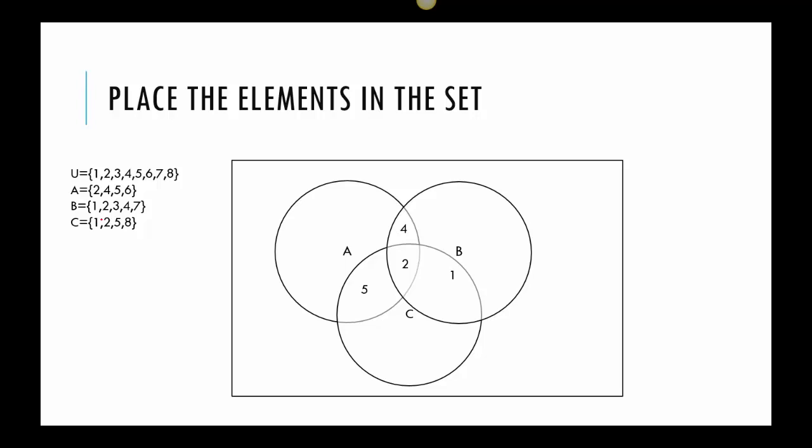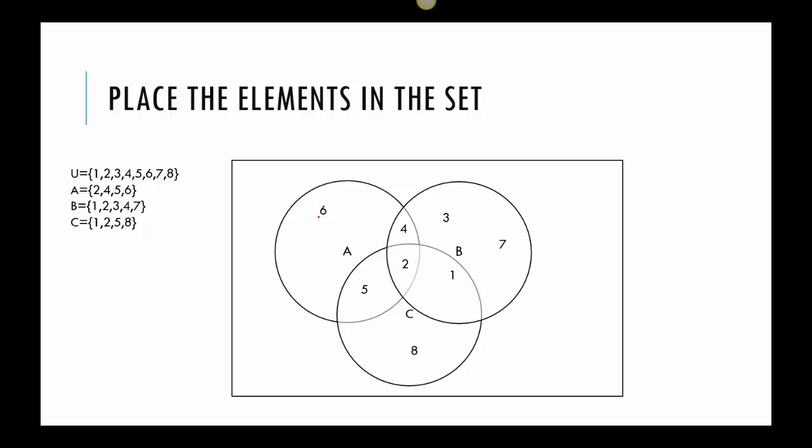Okay. Once I've done all the intersections, then I can go back and finish the entire sets. To finish set A, I already have the 2, 4, 5, so I just needed to add the 6. Same thing over at B. B has 1, 2, 4, and I need to add the 3 and 7. And then my last set, C, I have the 1, 2, 5, and I need to add the 8.